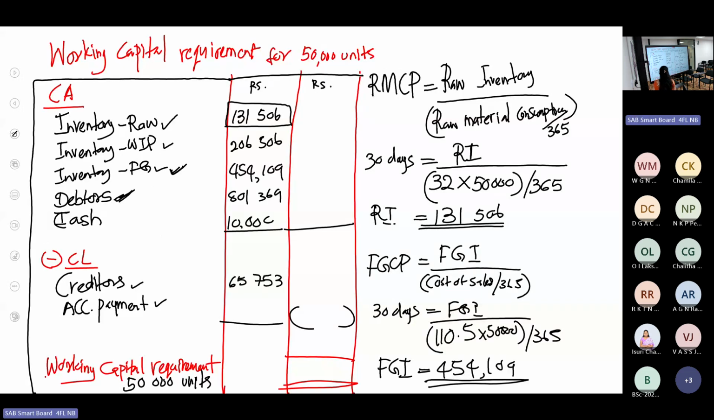Then the last point, accrued payment 28,125. Now we are tasked with the total of CL, the total of CA, and then calculating the working capital requirement. I will start from the total current assets. This is 93,878. And then here it is 131,506, 206,506, 450,409, 801 and 369, and then 10,000.